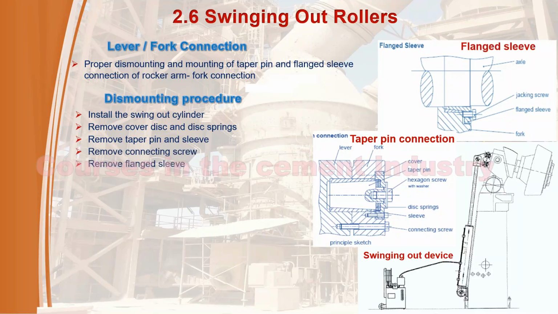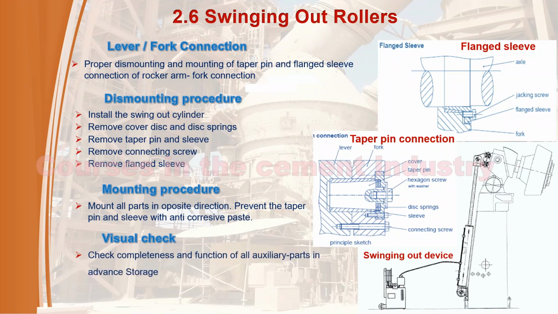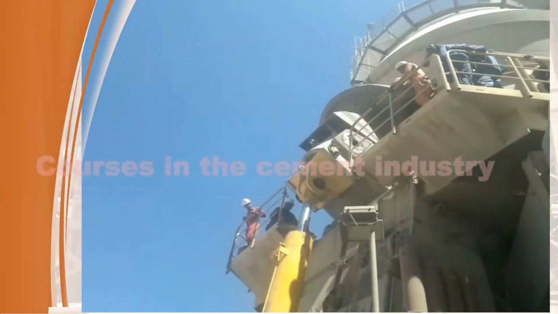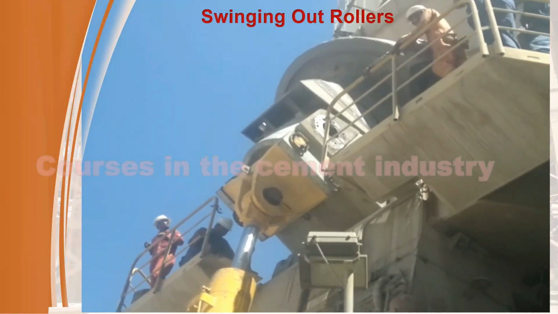5. Remove flanged sleeve. Mounting procedure. Mount all parts in opposite direction. Protect the taper pin and sleeve with anti-corrosive paste. Visual check. 1. Check completeness and function of all auxiliary parts in advanced storage. 2. Swinging out cylinder to be stored vertical. This video shows the process of swinging out rollers.